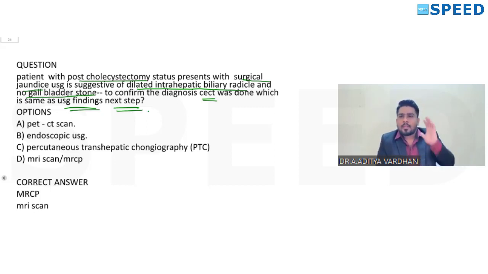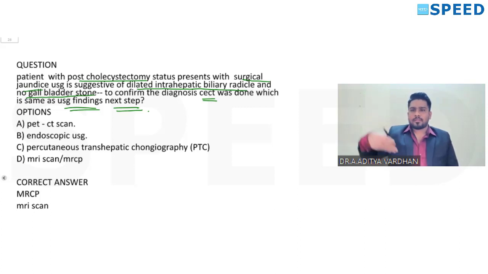I'll explain to you. Let's say a patient had undergone gallbladder surgery, so he is a post-cholecystectomy patient. Right now he is presenting with surgical jaundice, that is obstructive jaundice, also known as post-hepatic jaundice. Ultrasound is suggestive of dilated intrahepatic biliary radical dilatation. Sir, what is that, sir? Friends, this is the right side. I will be performing the ultrasound. When I keep the ultrasound probe, I will be seeing the liver, right?